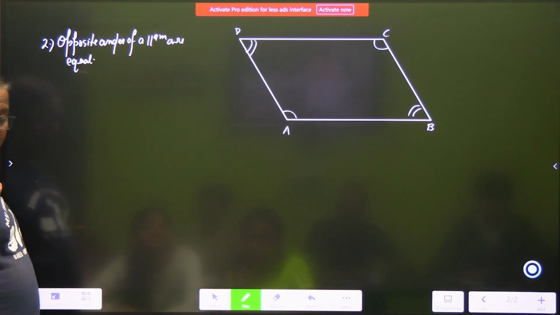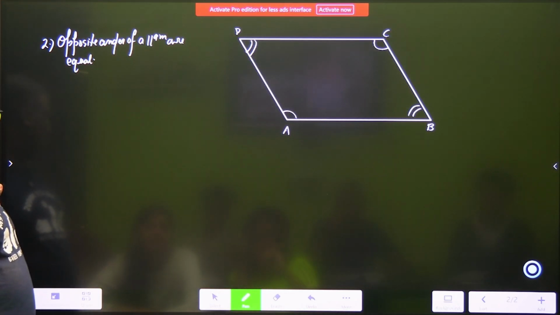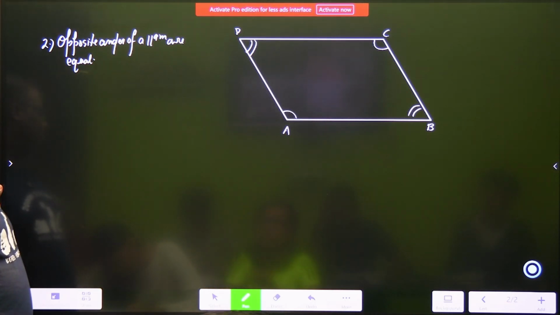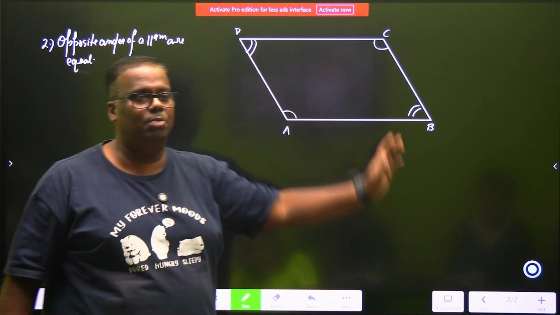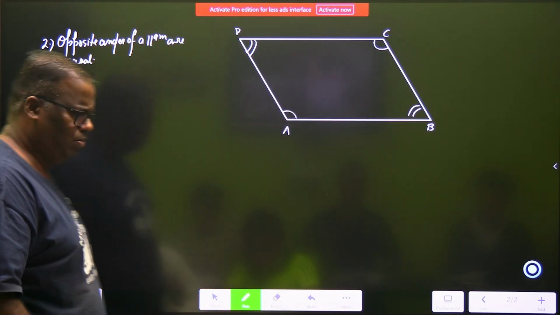So converse क्या कहता है? If in a quadrilateral opposite angles are equal, then the given quadrilateral is a parallelogram. ठीक है, दोनों आपको निकालना है इक्वल, और ऑटोमेटिकली अगर ये और ये इक्वल होएगा ना, ये ऑटोमेटिक इक्वल होना पड़ेगा. ऐसे ही सोच के देखो.